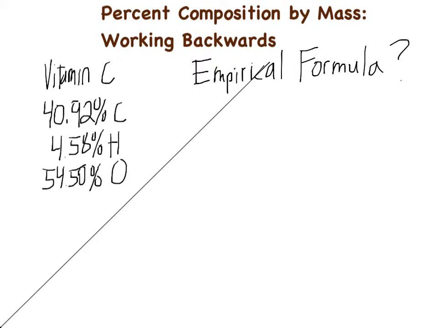let me write it right here. You're going to assume that you have, let me do a different color too, 100 grams of vitamin C. Alright? And it's going to make sense in about 2 seconds. The reason why we assume 100 grams is because if we have 100 grams of vitamin C, then how many grams of carbon do we have? Well, if 40.92% is carbon, 40.92% of 100 grams is going to be 40.92 grams of carbon. Okay?